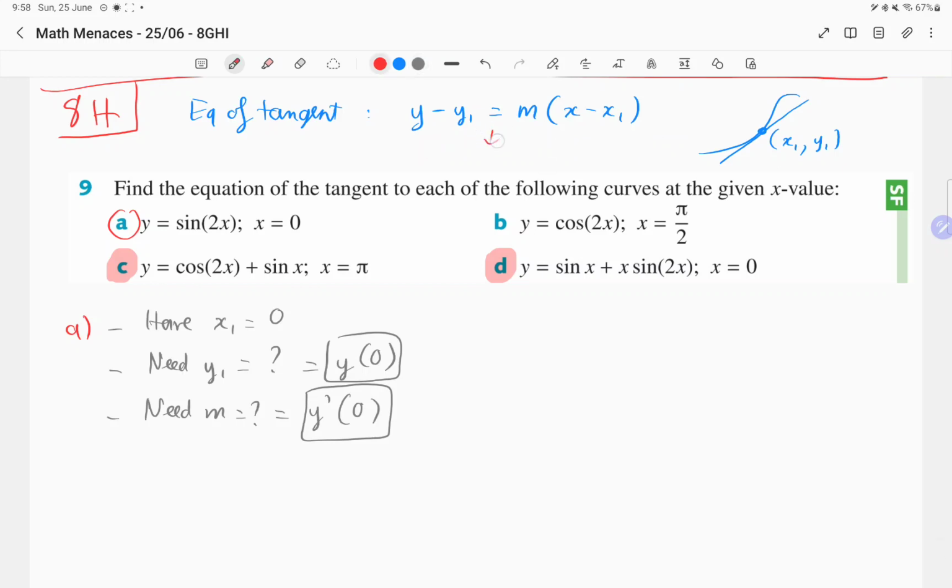Rearrange that to get it. Normally you want it in the form y equals mx plus c. So you start with this one, and then manipulate it to get y equals mx plus c, and that's it. But for A, when you derive it, it would become 2 cos 2x.